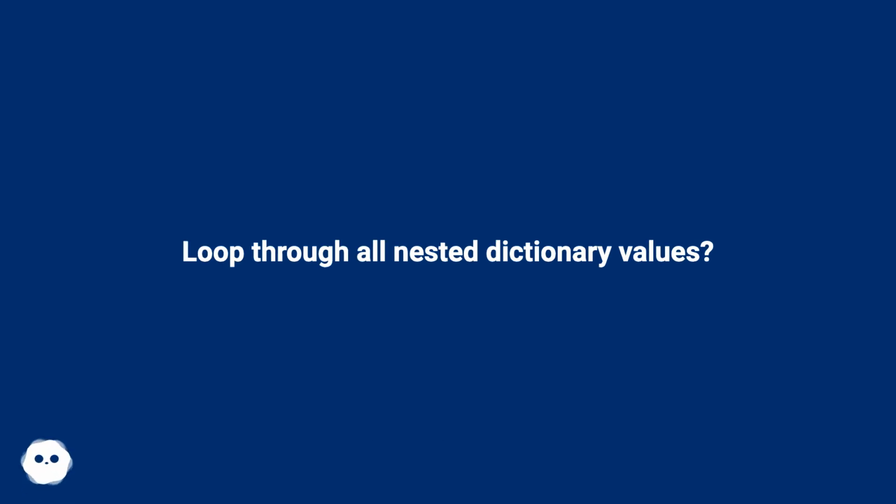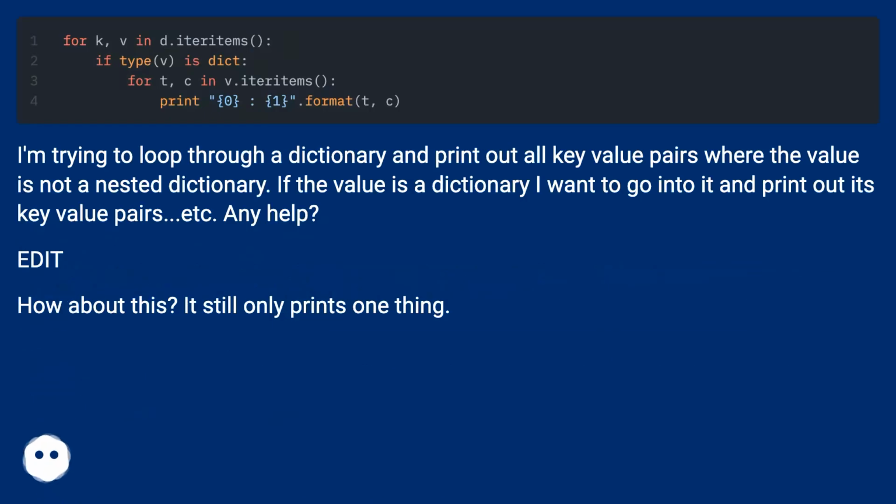Loop through all nested dictionary values. I'm trying to loop through a dictionary and print out all key value pairs where the value is not a nested dictionary. If the value is a dictionary, I want to go into it and print out its key value pairs, etc. Any help? Edit. How about this? It still only prints one thing.